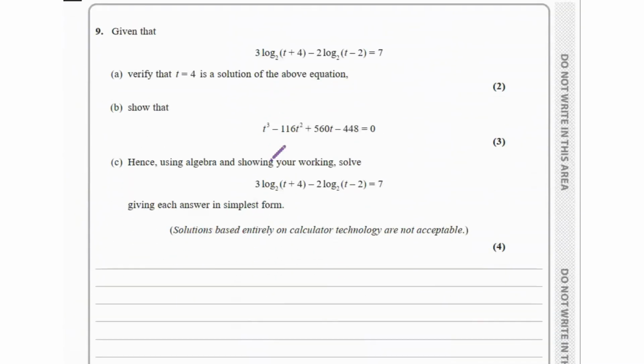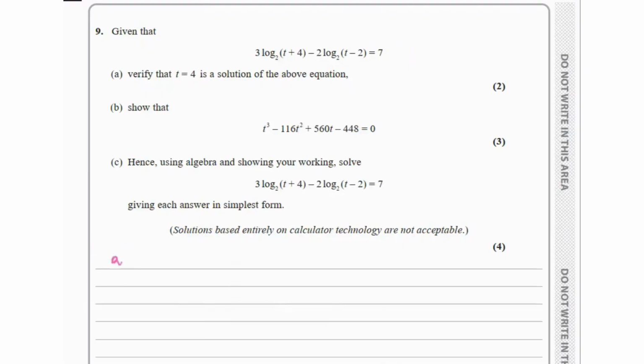It says, given that 3 log to the base 2 of t plus 4, minus 2 log to the base 2 of t minus 2, equals 7, verify that t equals 4 is the solution of the above equation. To verify that, we're going to substitute t equals 4 in the equation and see if it gives us a value of 7.